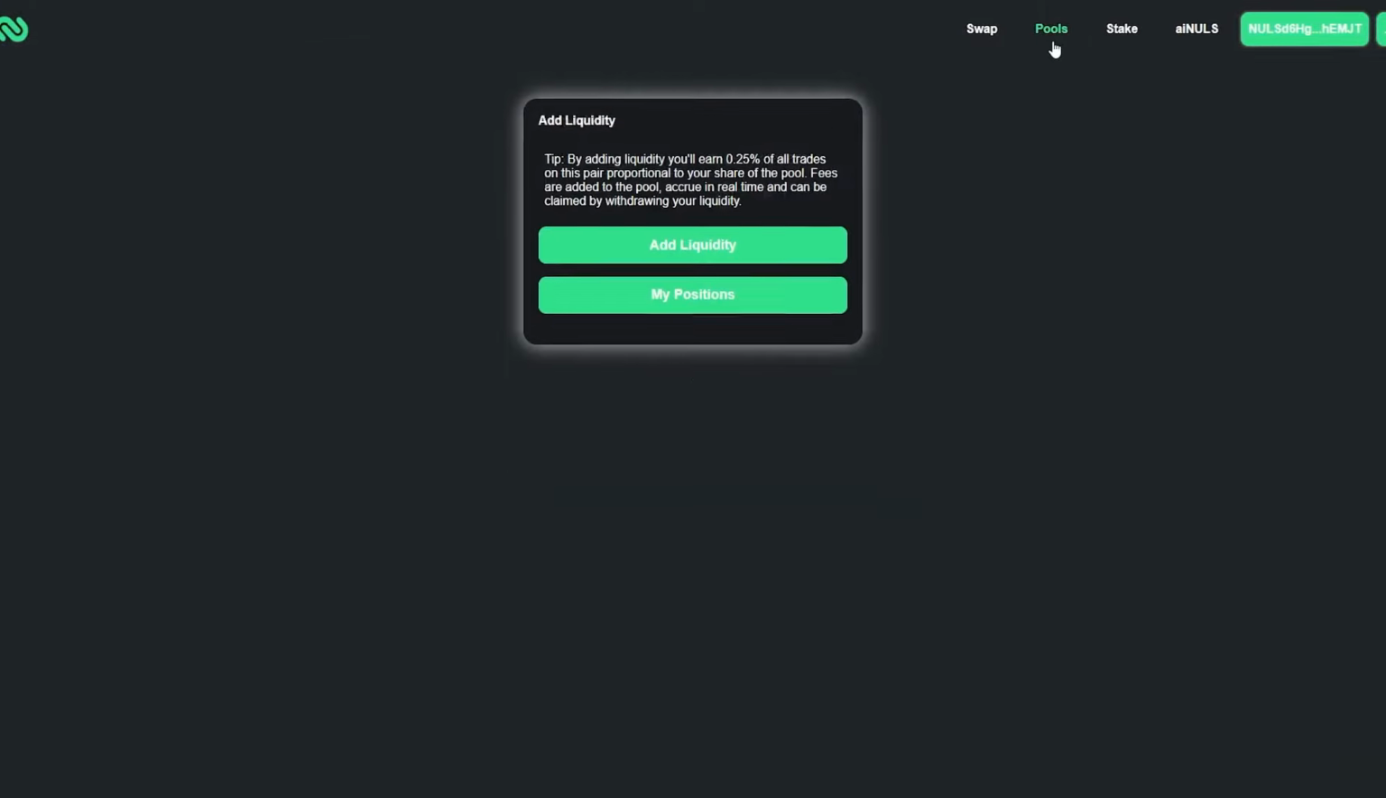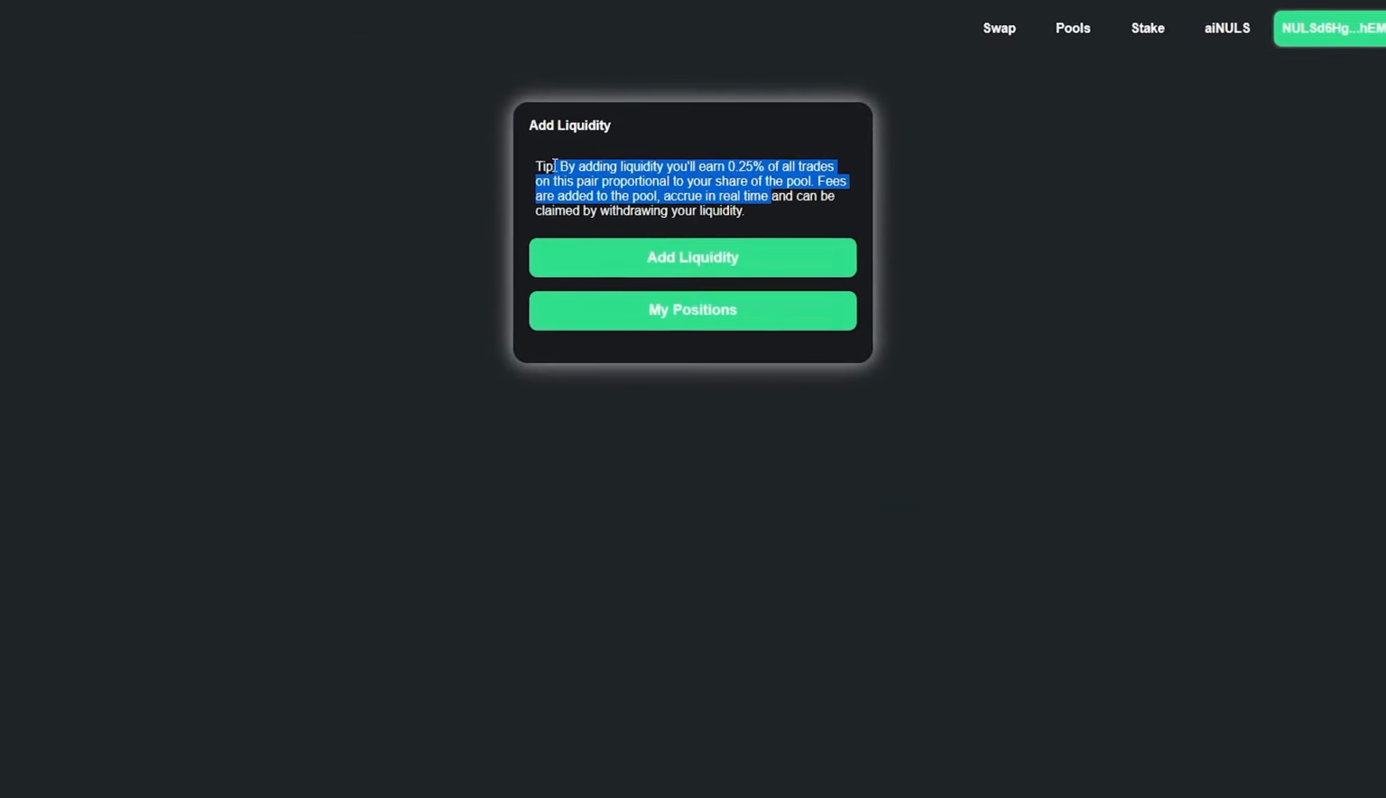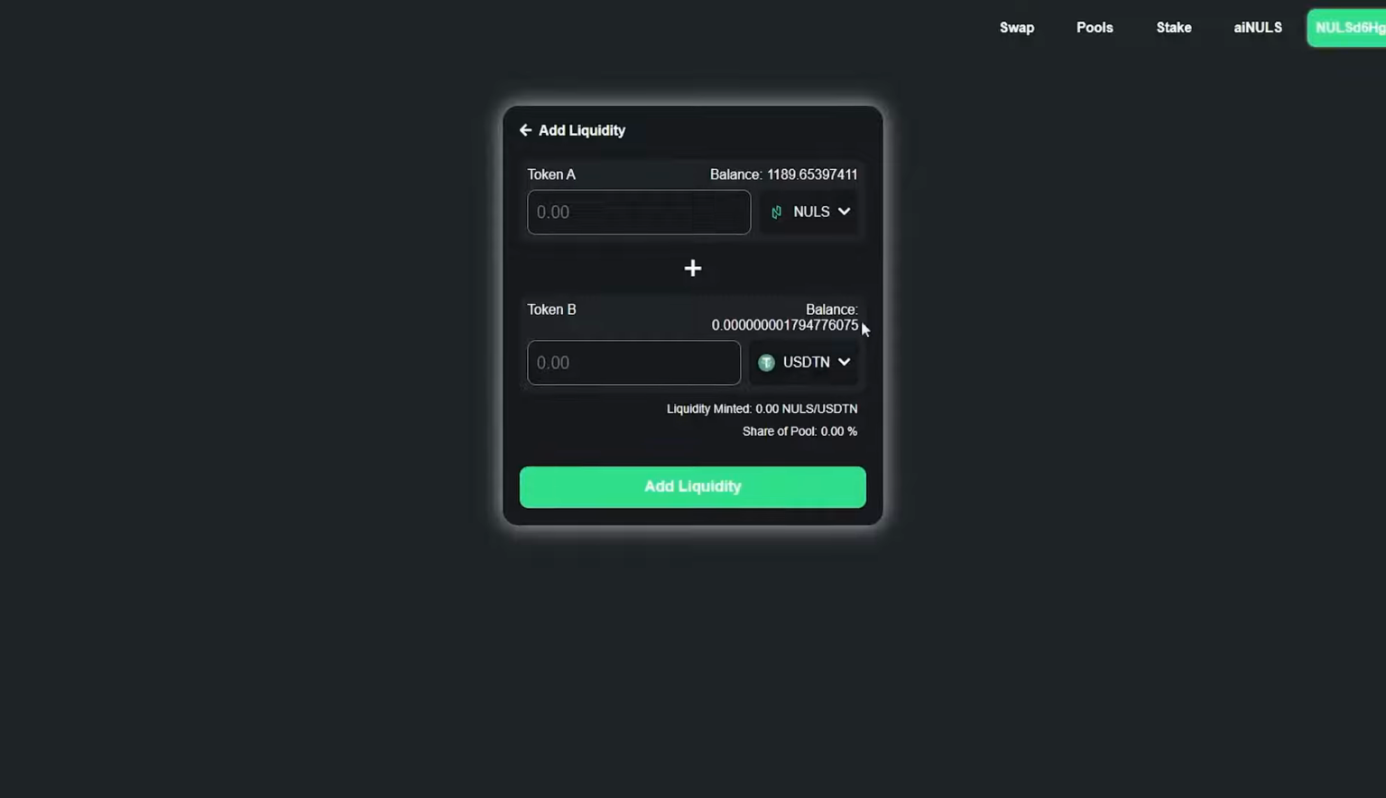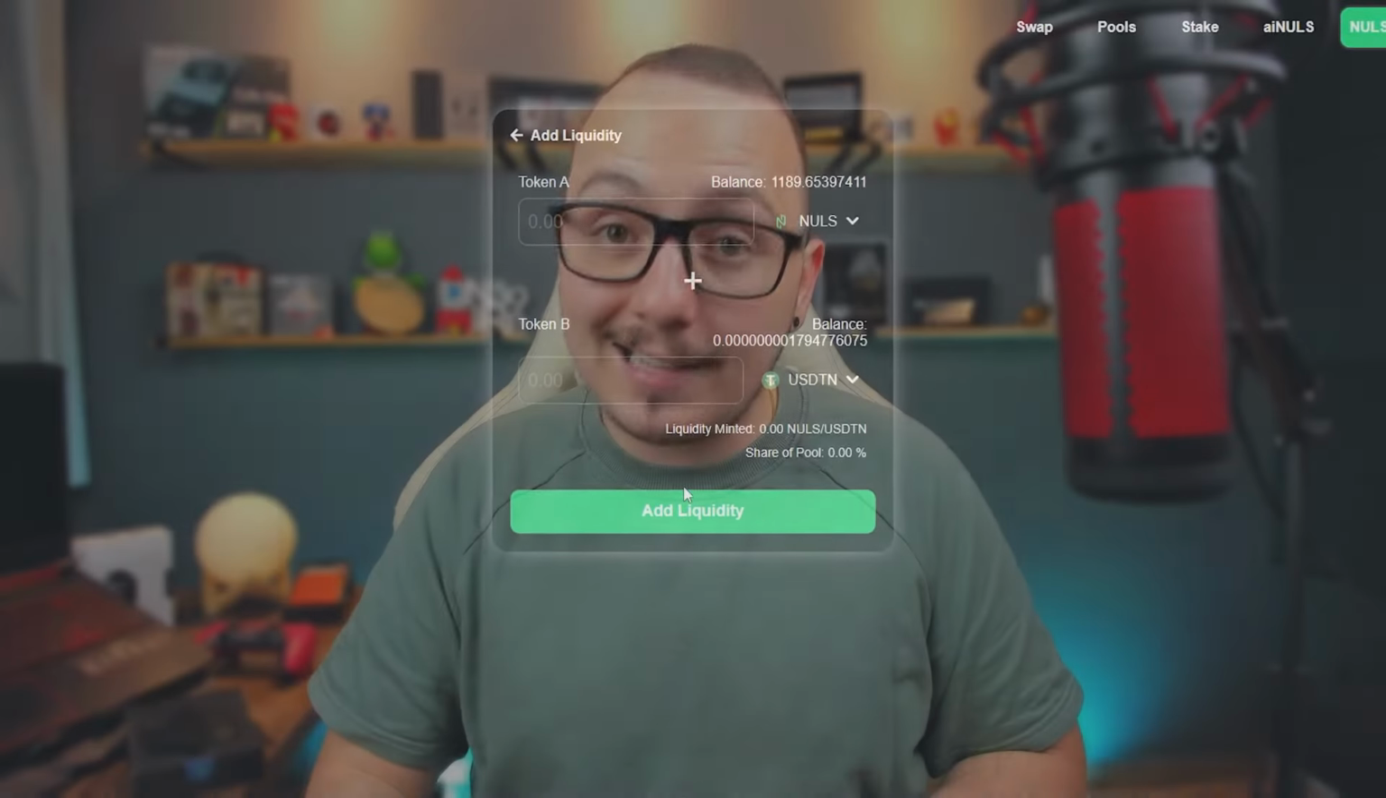The last option I'll mention here is NULSWAP, which operates directly on the NULS blockchain. Since this platform is relatively new and growing, the APR isn't easily accessible. You can provide liquidity, but you can't easily see your earnings. You'll need to test it out. I personally believe that there's significant liquidity for NULS and USDTN pairs on this platform, so movement should be good, which means potential earnings might be interesting.